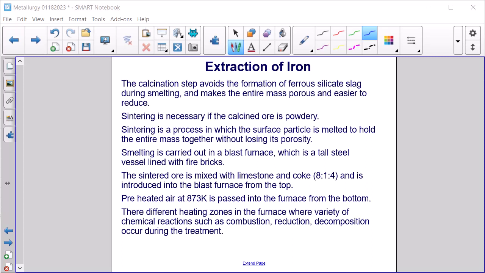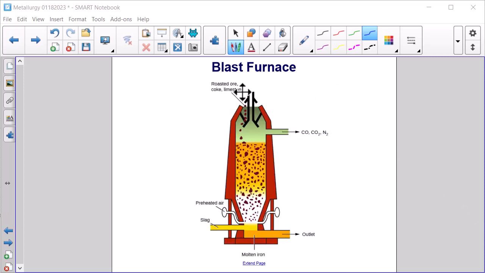There are different heating zones in the furnace where a variety of chemical reactions, such as combustion, reduction, and decomposition, occur during treatment. Here's the top of the blast furnace where the roasted ore, coke, and limestone are added. You can see the preheated air. At the end, we get this molten iron and any slag.